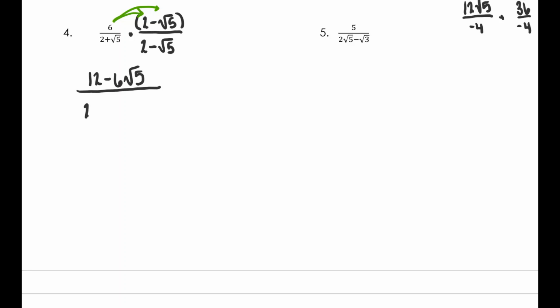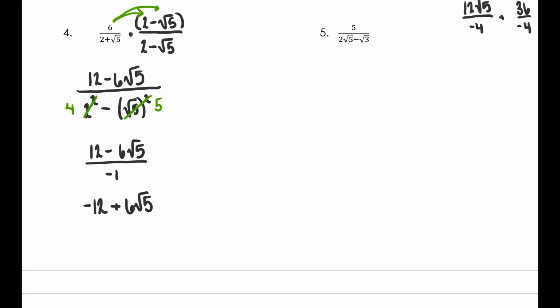And so that's going to give me 2 squared minus root 5 squared. And when I simplify that, 2 squared, of course, is 4. Root 5 quantity squared is 5. And so notice that my denominator is simply negative 1. So I have 12 minus 6 root 5 over negative 1. And again, we need to simplify that. So I would want your final answer to be negative 12 plus 6 on the square roots of 5.